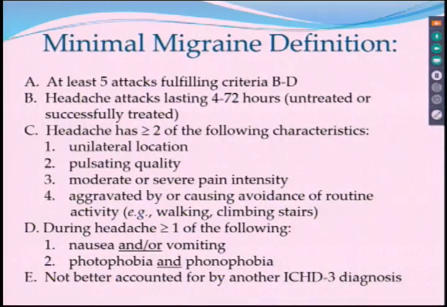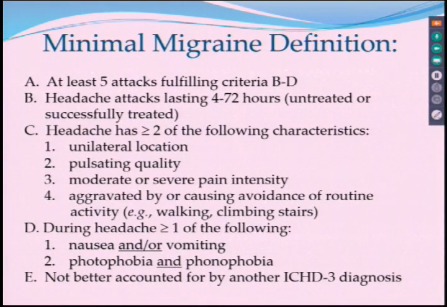Tension type headaches really don't limit your activities at all. Nausea or vomiting is associated with migraine. In order to have a migraine, you have to have light and sound sensitivity. Just one doesn't cut it. So if a person comes in and they only have light sensitivity or sound sensitivity, it could be a tension type headache. And then this is another kicker when you look at the classification system. There's no better account for the headache. So if you can't find another reason for a person to have a headache, then you go back to say it's migraine.